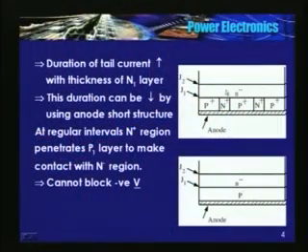But then this structure cannot block a negative voltage. This is also known as the anode short structure. Whereas this can block a negative voltage because of junction J1, whereas here junction J1 or N plus is directly in contact with N minus, so it cannot block negative voltage, whereas this device can block a negative voltage.